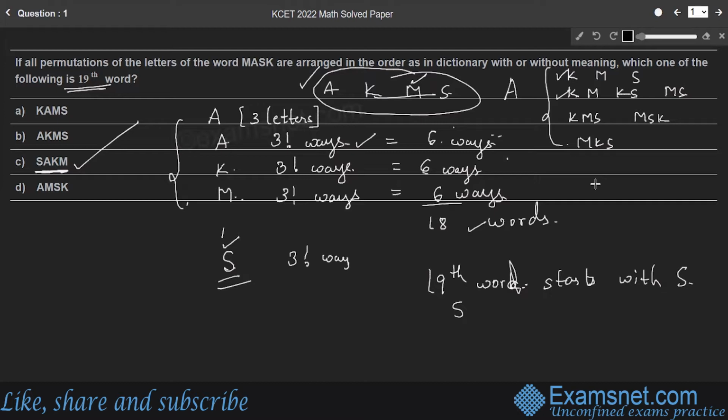Option C is the right answer. After S, the letter A comes, then K, M, because we have to arrange the remaining letters also according to the order of the dictionary. So the 19th word becomes S, A, K, M. Option C is the right answer.